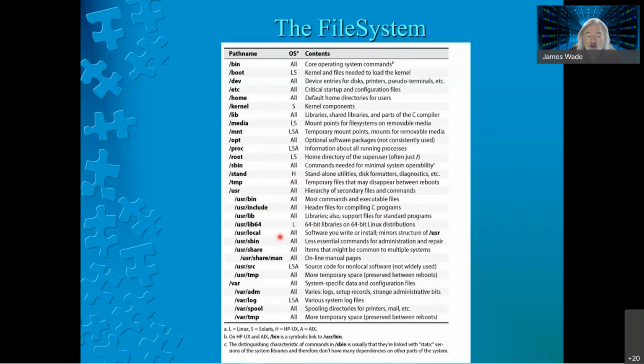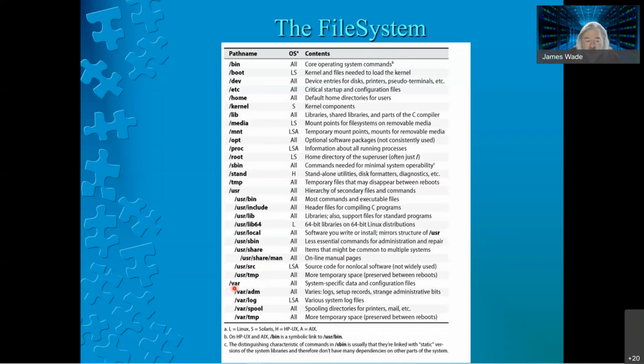/usr/local was also another place that they would install, let's say, more local commands for specific needs, that maybe somebody wrote or your company's using. /usr/share, so common items. You might have some libraries that are common. There's /usr/share/lib, /usr/share/bin, maybe something your company created you wanted to put in there. /usr/src, not widely used. /usr/tmp.